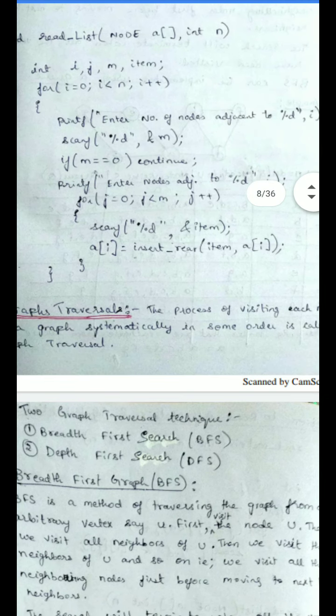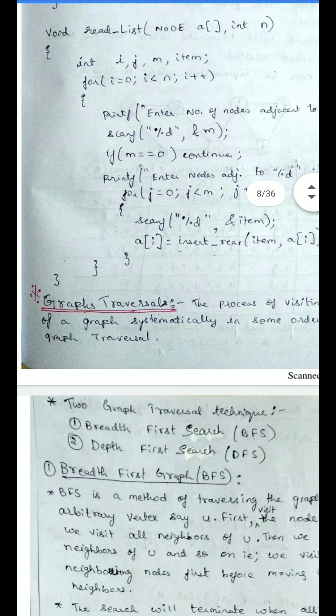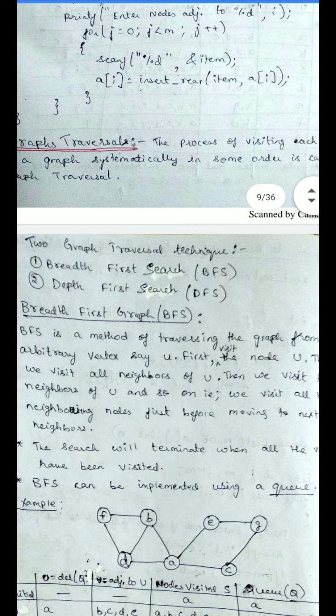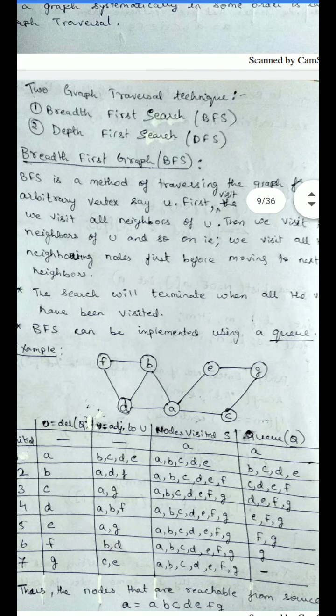The process of visiting each node, we call graph traversal. There are two ways. One is breadth first, the next one is depth first. So we'll see how breadth first traversal works. It first visits the node u, next it searches for the neighboring nodes of u, and it goes on visiting all the nodes until all the nodes are visited. Then it will terminate. Okay, and it can be implemented using the concept of queues.